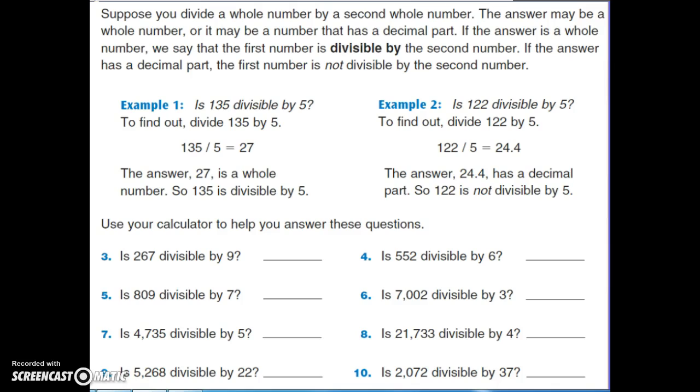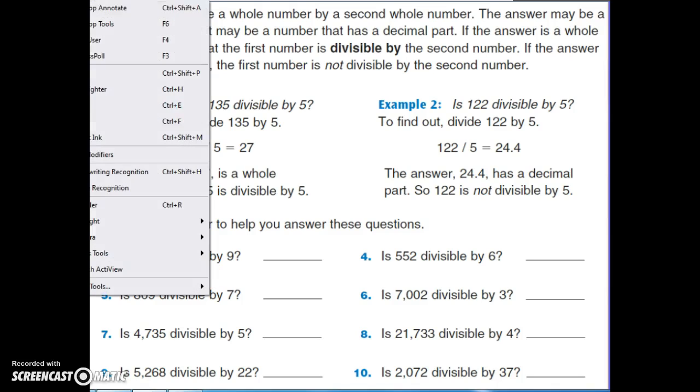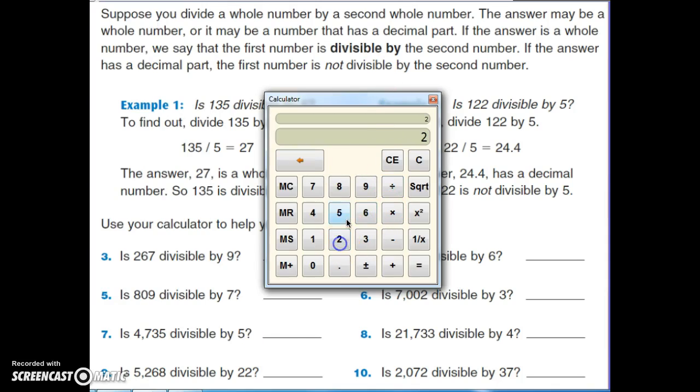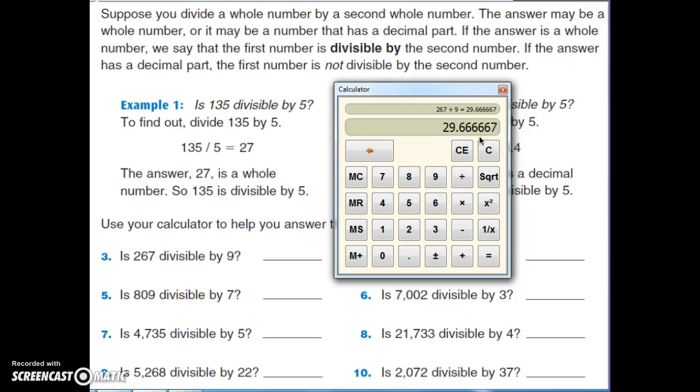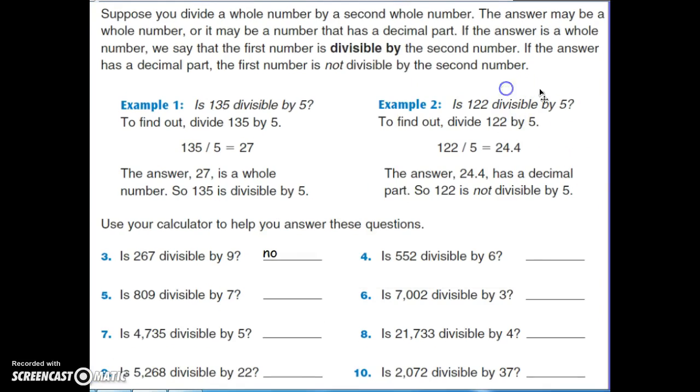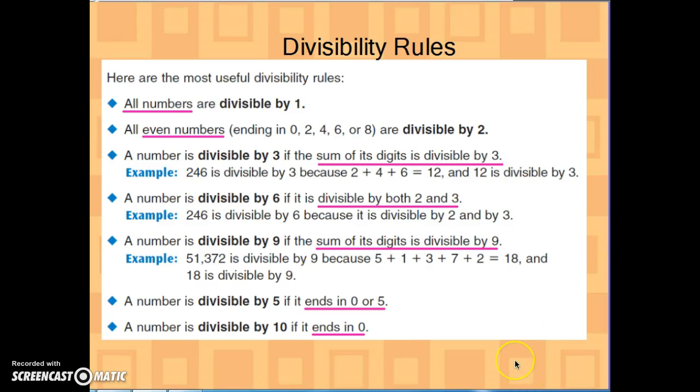Go ahead and take some time to do numbers 3 through 10. It says use your calculator to answer these questions. So is 267 divisible by 9? If we were to try this with the calculator, 267 divided by 9 equals, we have that decimal in the answer. So is it divisible? No, it is not divisible. So we would put no. Okay, go ahead and continue with the other problems on this page, and then we'll take a look at our divisibility rules.